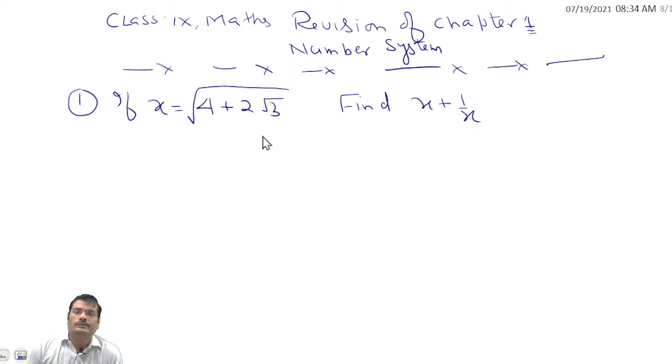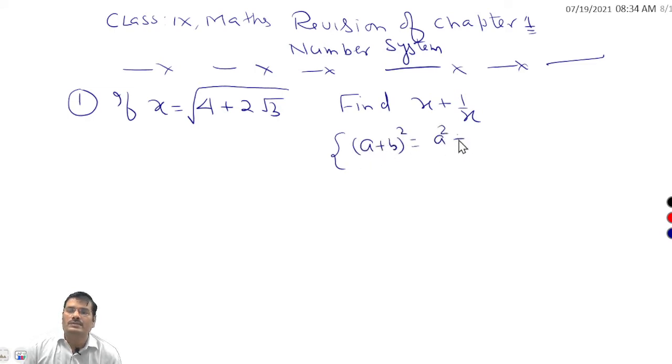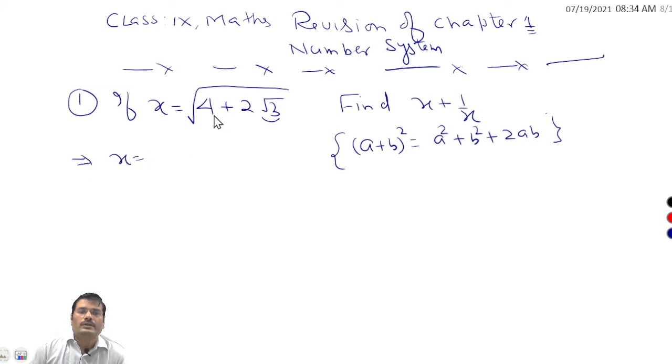First of all, we have to simplify this one. If you see this, it is 4 plus 2 under root 3, and you know a formula: since we know that whole square of a plus b is equal to a square plus b square plus 2ab. Think about it. Here a is under root 3. So with the help of this under root 3, we have to express 4 as 3 plus 1.